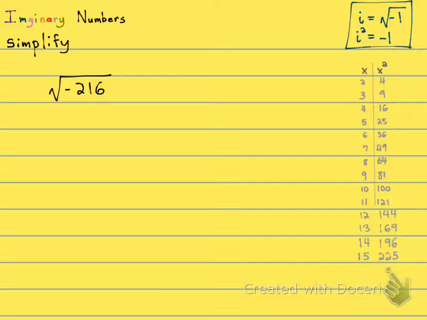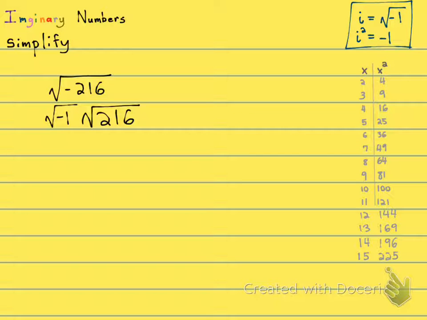Let's simplify this imaginary number. Okay, we know it has a negative under the radical, so it's going to be an imaginary number. And when we take that negative out, we're going to get an i, which is the imaginary unit. So the first thing we want to do is split it up. Call it the square root of negative 1 times the square root of 216.